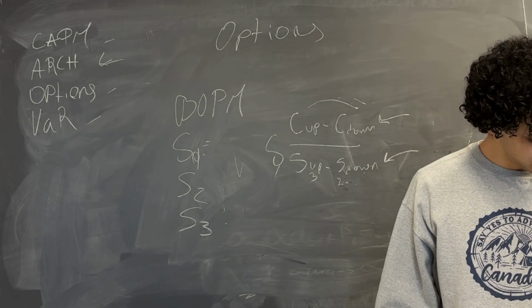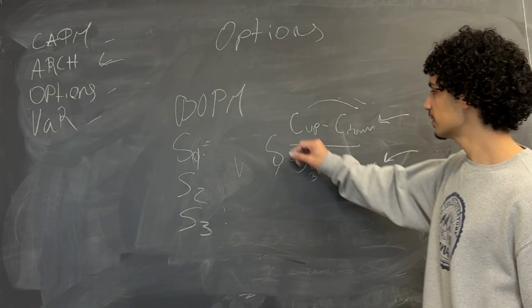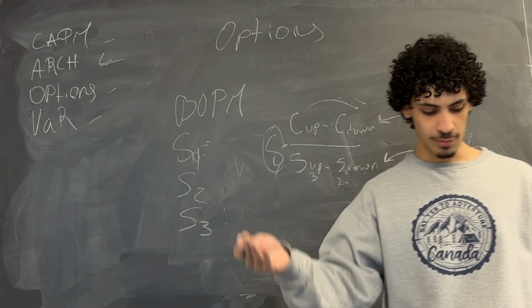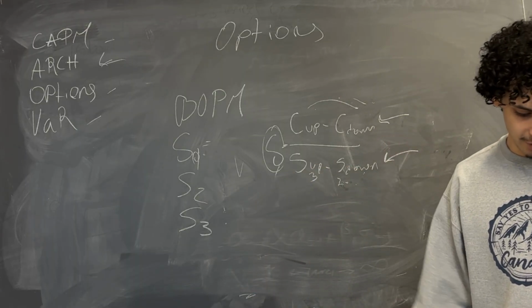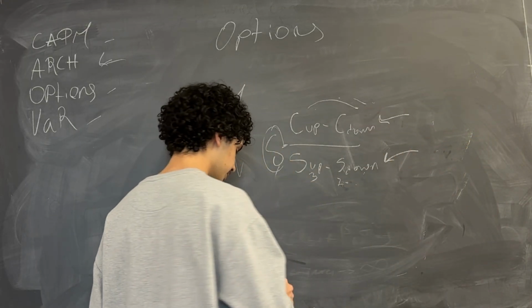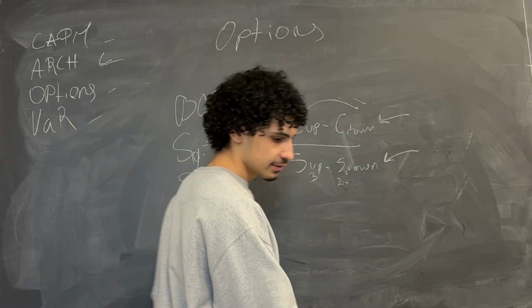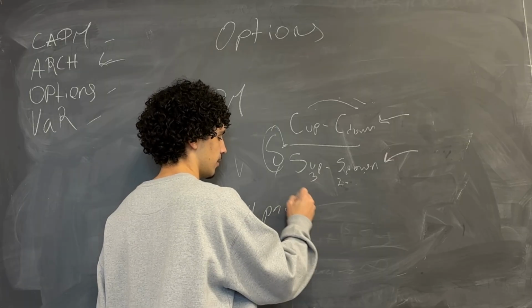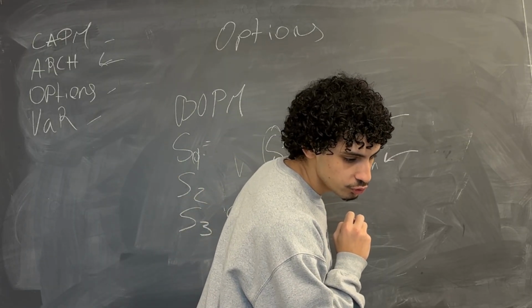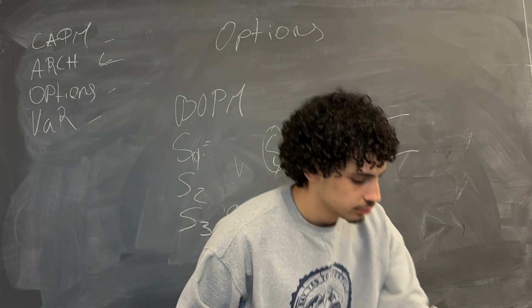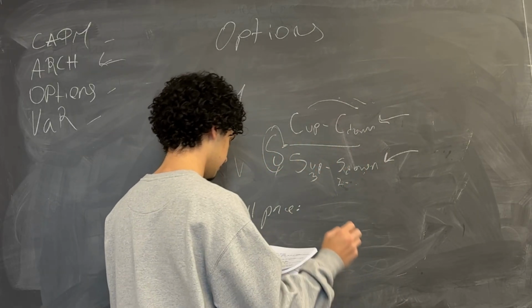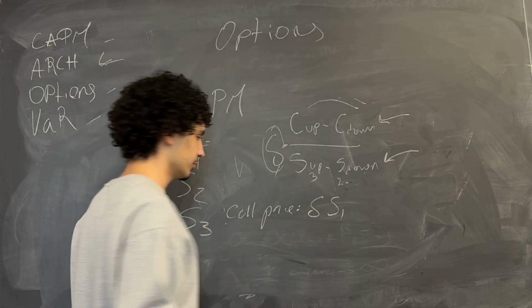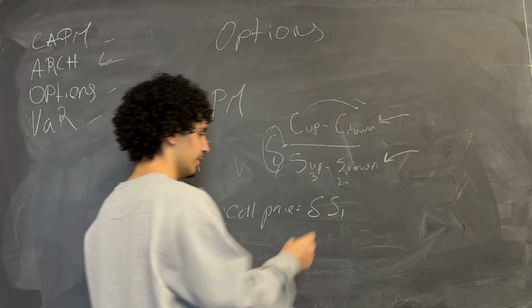Okay. So once we get the delta, it's now just a parameter in something else. So to calculate the option price, say I want to figure out the call price. I do, so I don't get this wrong, delta S1. Okay, so this is S1, the current price.